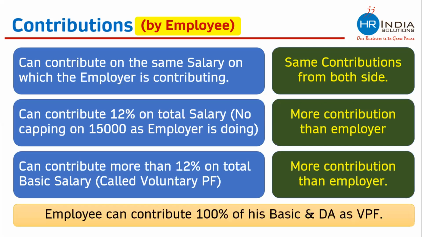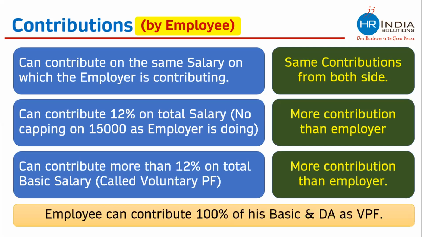Sir, what is the difference between the second point and the third point? Second is contribute 12% of total salary. Suppose your basic is 15,000 and your total salary is 20,000. The second case says that you would be paying PF on 20,000 and not on 15,000, which is your basic.